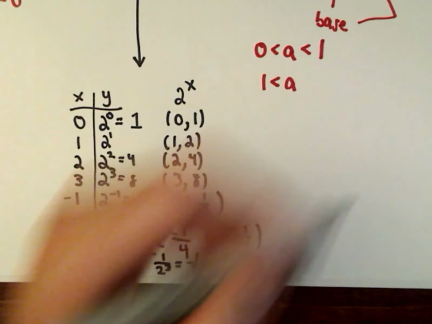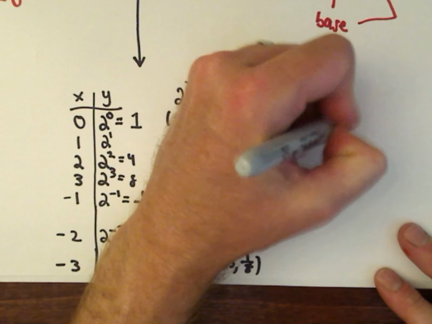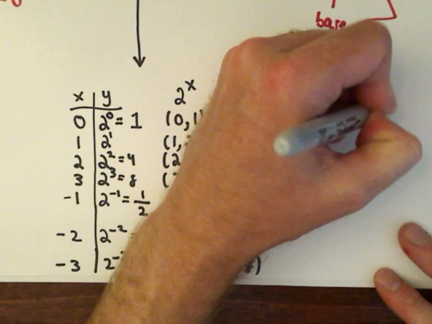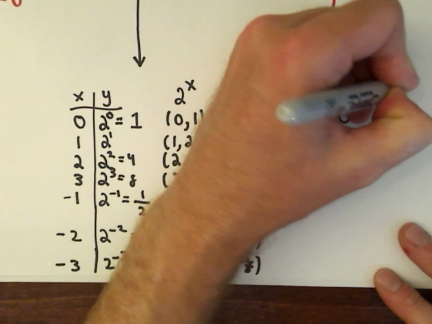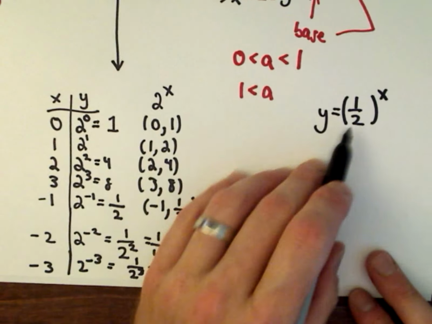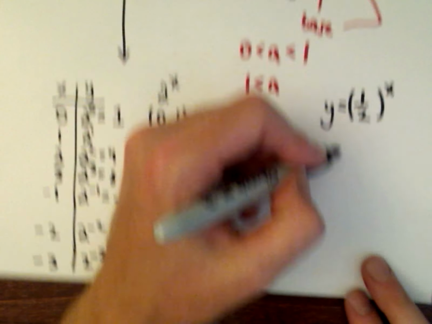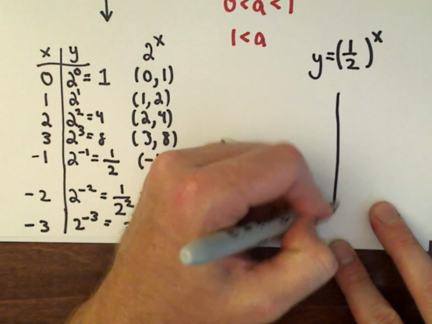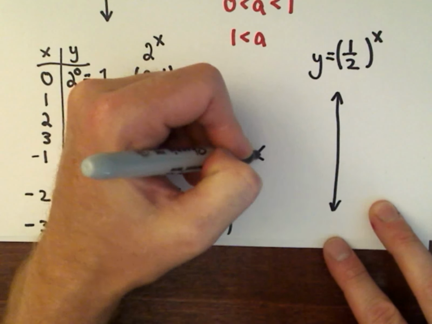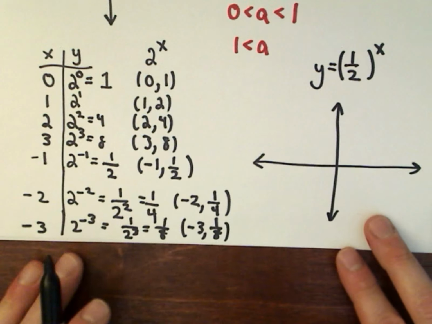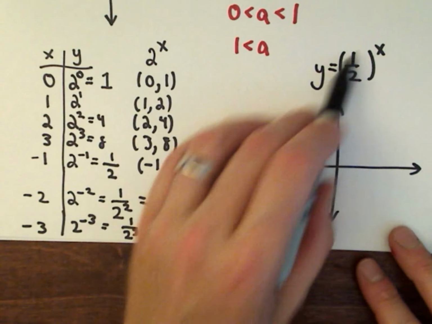If our base is between 0 and 1, suppose we have y equals 1/2 raised to the power of x, so now our base is between 0 and 1. What happens in that case is our exponential function simply gets flipped about the y-axis.